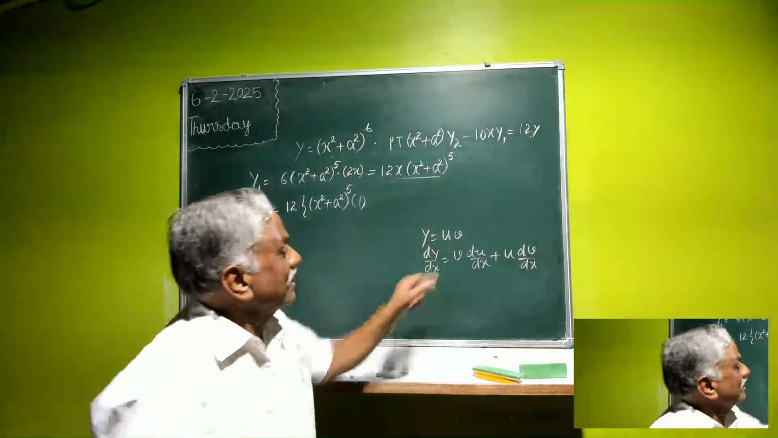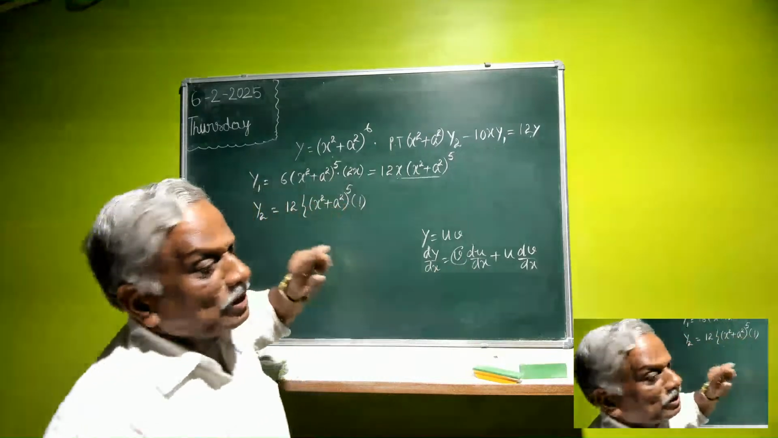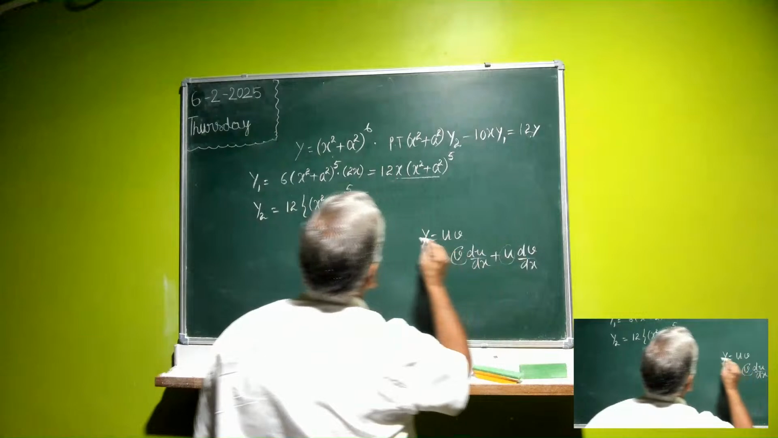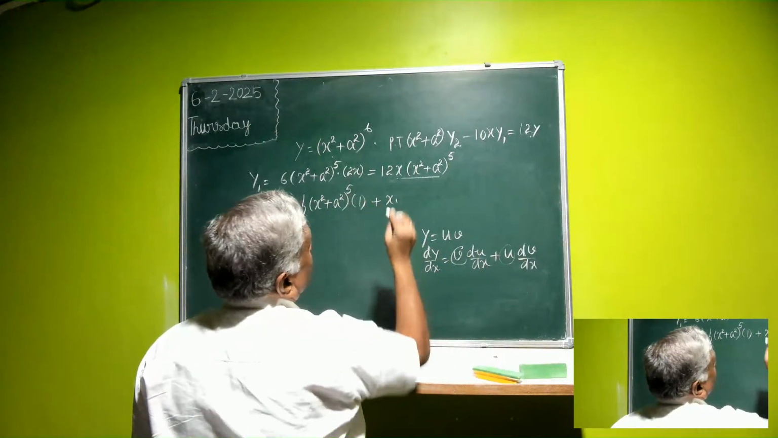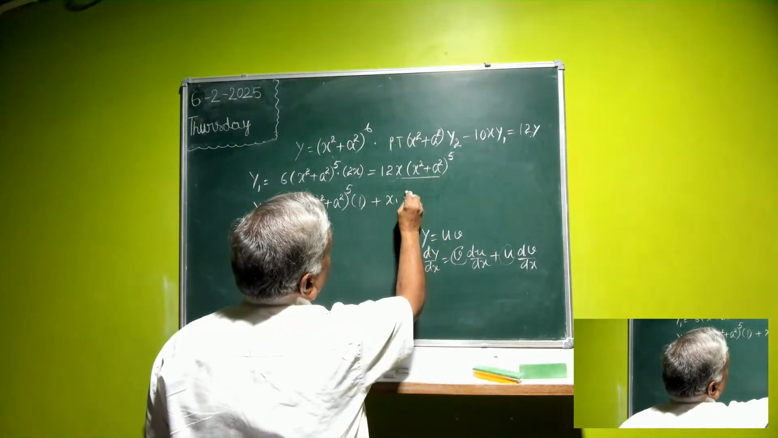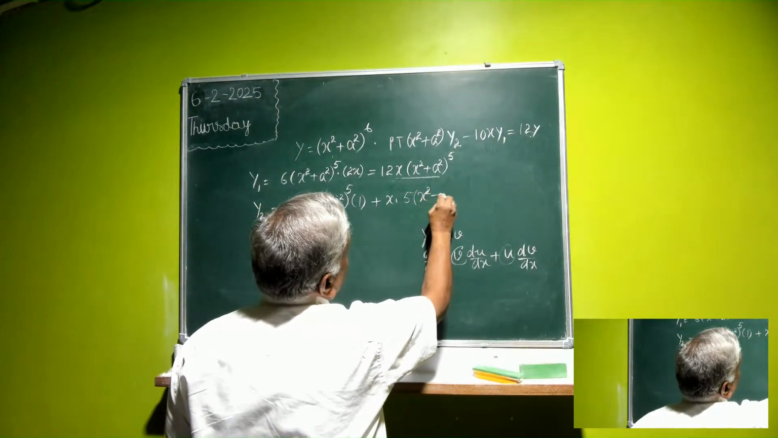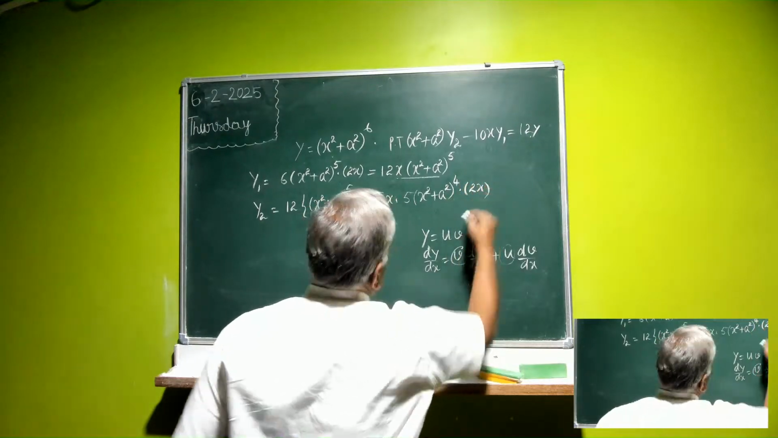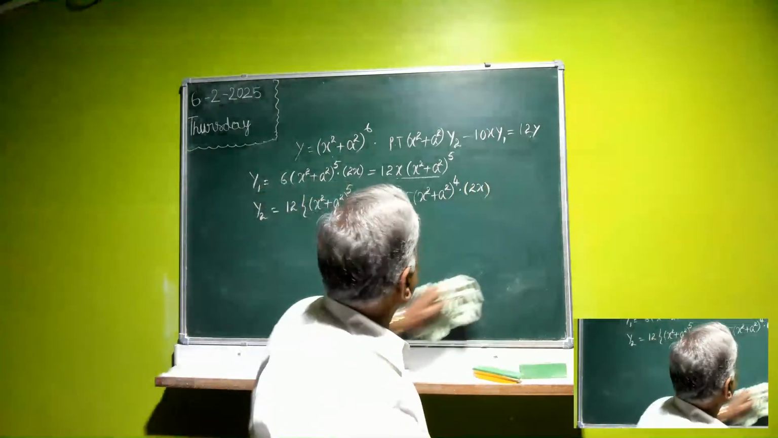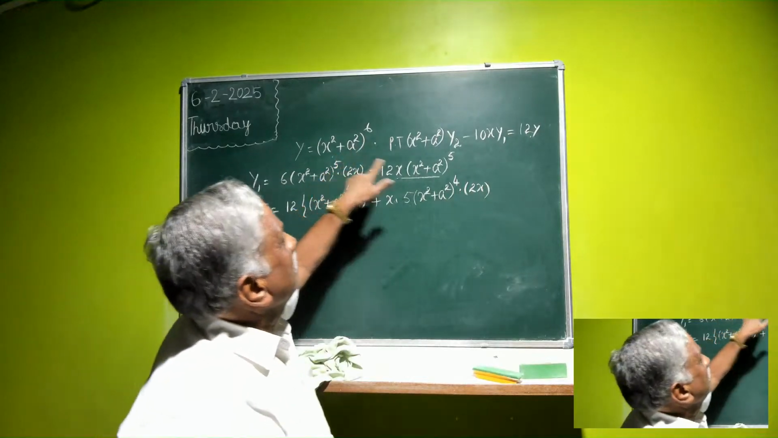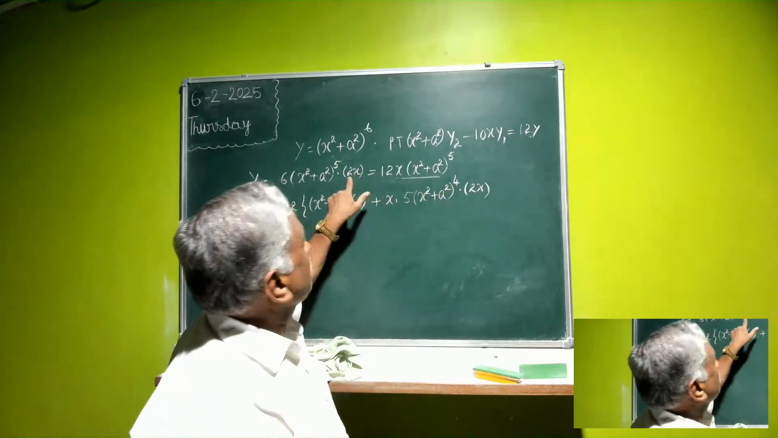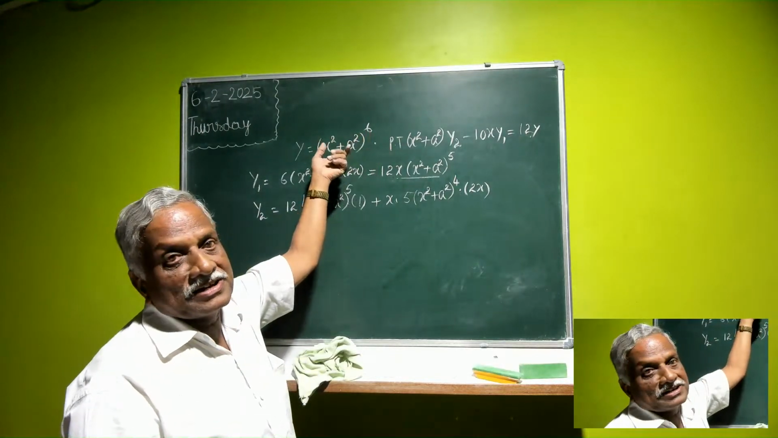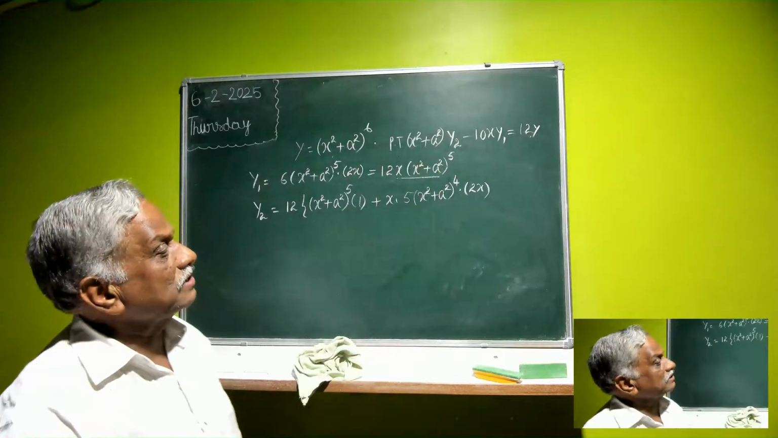So I keep v as it is. V is (x squared plus a squared) to the power of 5. And differentiate x, I get 1. Now I should keep u as it is. So u is x. I should differentiate this using chain rule: 5 into (x squared plus a squared) to the power of 4 into 2x. Same procedure: you had 6 here, we got 5. We got 5 here, we got 4. Here also we got 2x because after differentiating the power, we have to enter inside and differentiate x square, that is 2x. Same procedure, a square is a constant.